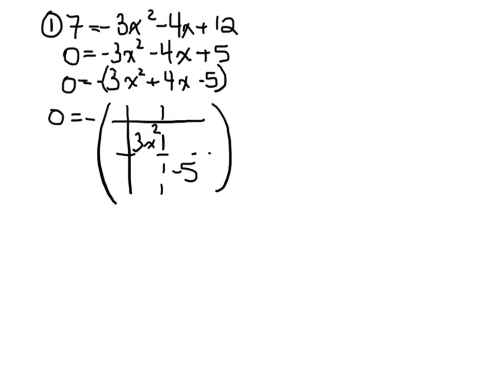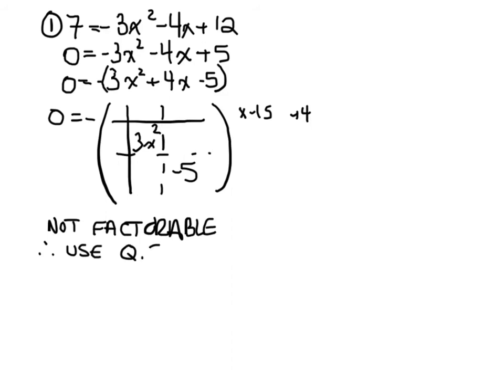So what I need to do is find two numbers that will multiply to minus 15, because that's 3 times negative 5, and add to 4. Well, I already know that doesn't work, because factors of minus 15 are 3 and 5, or negative 3 and 5, or 3 and negative 5, or negative 15 and 1, or 15 and negative 1, and none of those add up to 4. So I know that's not going to work, so this is not factorable. So I'm going to have to use the quadratic formula.